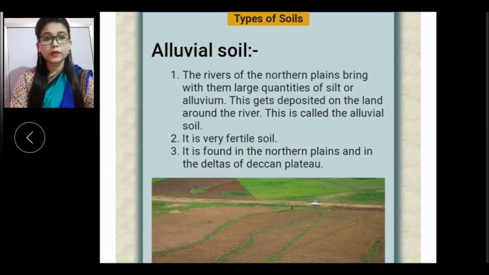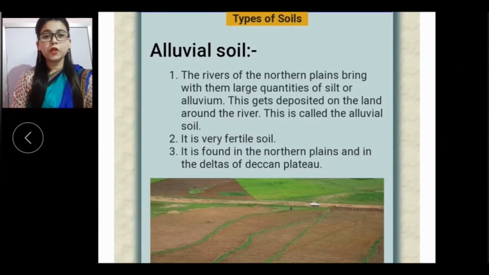The rivers of the northern plains bring with them large quantities of silt or alluvium. So we have seen this in the first chapter also, and we understood when we were studying about the northern plains that the rivers which are formed from the mountains, when they come to the plains, bring with them very fine soil. This gets deposited on the land around the river. If you have seen around the river, you can find very fine soil. So this is called the alluvial soil.